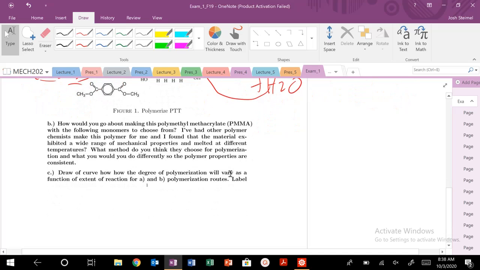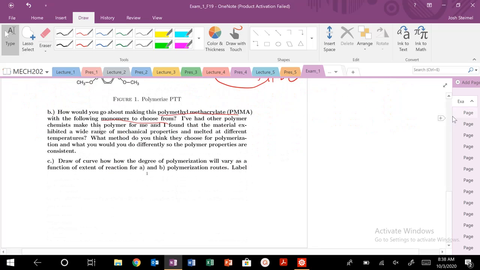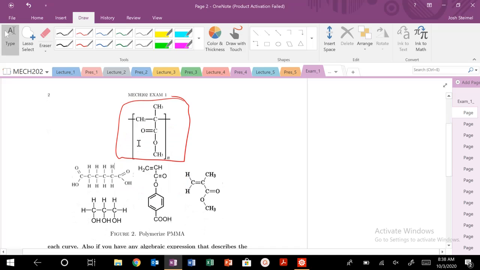Now, how would you go about making this PMMA with the following monomers to choose from? That's below, so let's go ahead and answer that question first. No sub-question on that one. So I want to make this polymer now. How can I do that? Well, this one doesn't really even make sense to use. There's no CH3s here. I can't see any CH3s around here. So you're left with just this one. Again, very nice. How are we going to polymerize this one? Not step growth polymerization this time. Instead, we have to use chain growth.